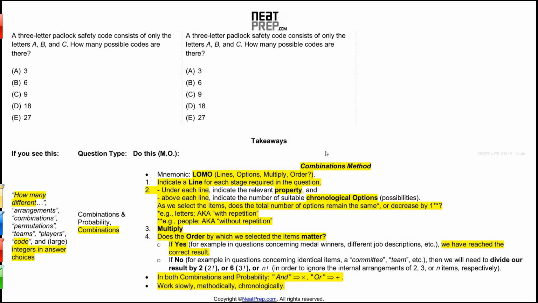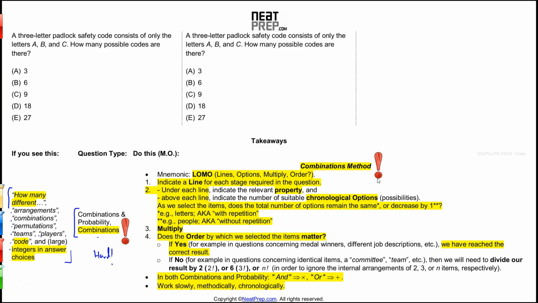If you come across questions which include the words how many different arrangements, combinations, permutations, teams, players, code, and sometimes large integer numbers in the answer choices, these are combinations questions. As mentioned previously, when asked which lecture they would like to see next, students will repeatedly specifically ask for combinations and probability. In other words, this topic is challenging.